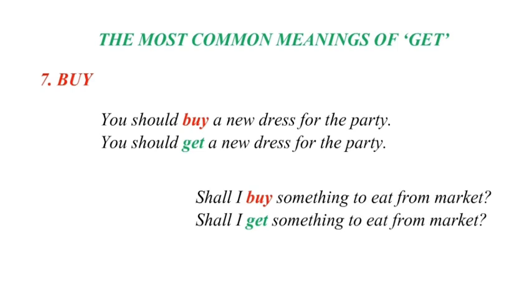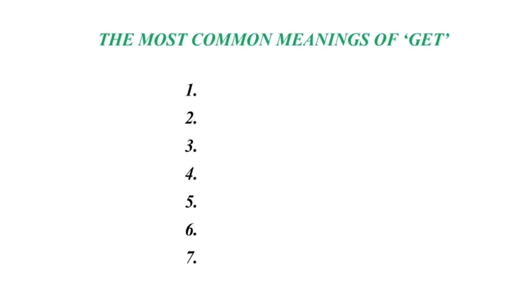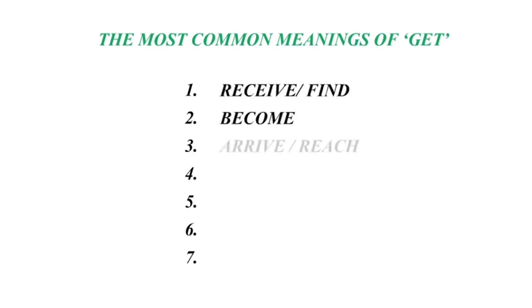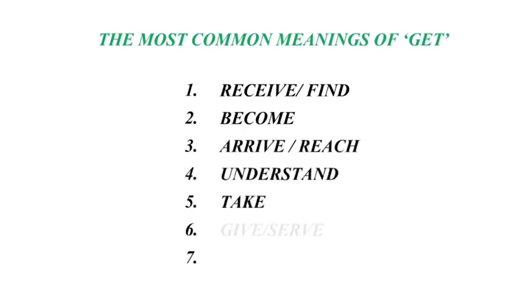I'm sure by now you want to revise all the verbs that we have replaced. So yeah, let's have a look at all the verbs. The first one is receive, second is become, third is arrive, fourth is understand, fifth is take, sixth is give or serve, and seventh is buy. Now let's see the next use of get.